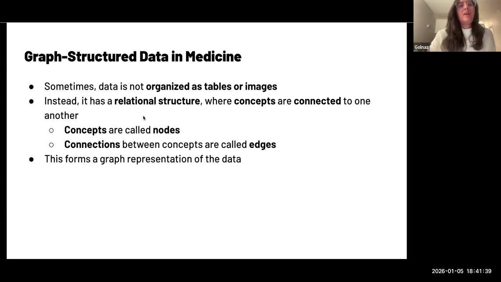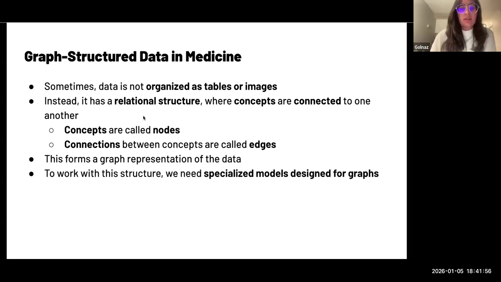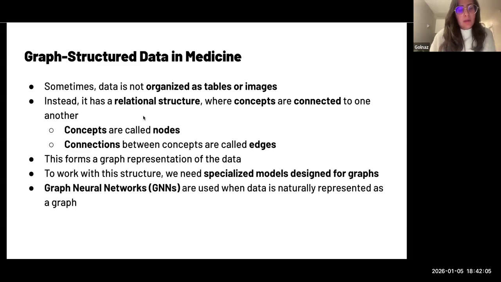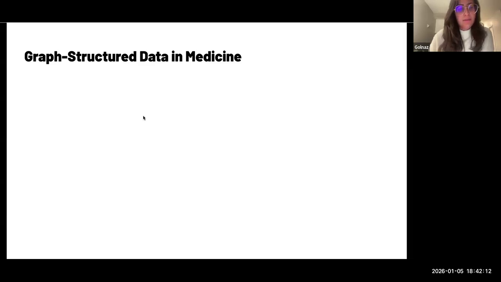And if you can define a problem where you want to find something out about this relationship in a graph, then you can use a graph neural network. This would be a graph representation of the data, where you need a specific kind of neural network that can process that information in the form of a graph. So graph neural networks are used when data is naturally represented as a graph.